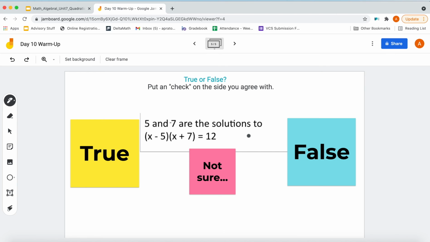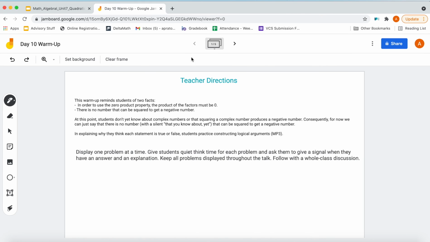So again, asking those questions to facilitate a deeper understanding, and then allowing students to really draw those two conclusions that we said at the beginning, right? Coming back to this always. In order to use the zero product property, the product of the factors must be 0. So you might even ask after that question, so when can we use the zero product property? How do we know we can use the zero product property to solve an equation? The products of the factors have to be 0.